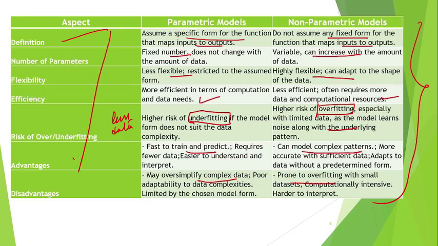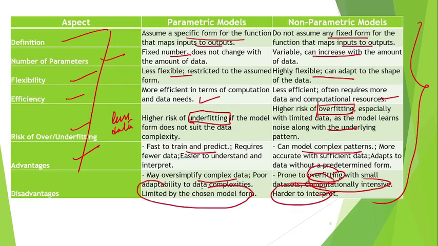These are the advantages: risk of overfitting and underfitting, efficiency, flexibility, number of parameters. Advantages: fast to train, can model anything. Disadvantages: overly simple for complex data in parametric. In non-parametric, disadvantages: overfitting with small data, computational intensity, harder to interpret. These are the points.